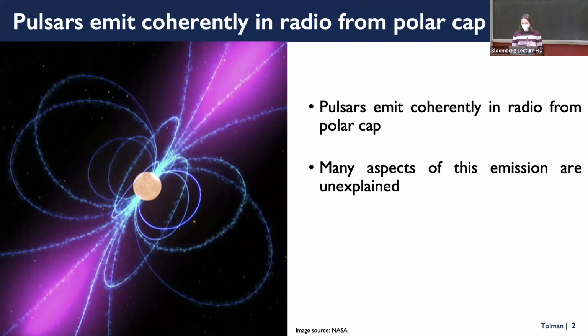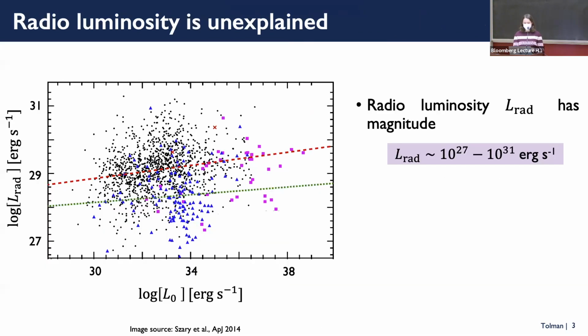This has been known about for quite a while, but there are some aspects of this emission that remain unexplained. One of them is why the luminosity is what it is. On the left, you have a plot from a set of observations where along the x-axis you have the pulsar spin-down luminosity, and along the y-axis you have the radio luminosity. The different types of points are different types of pulsars, and the lines are a fit that the observer wanted to do, but it's not important to us today. You can see that this radio luminosity has a magnitude of roughly 10^27 to 10^31 ergs per second, and it's not really clear why that should be.